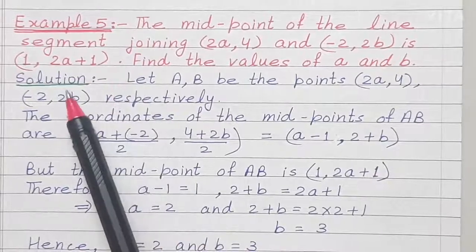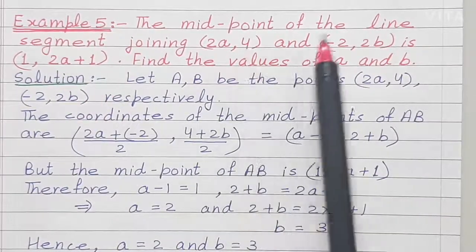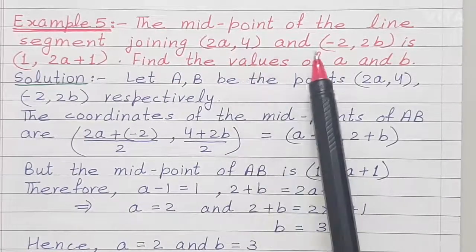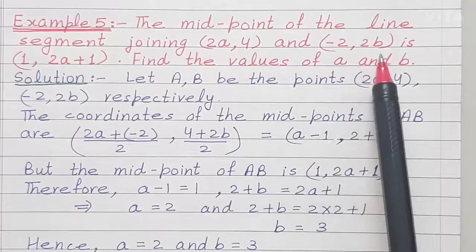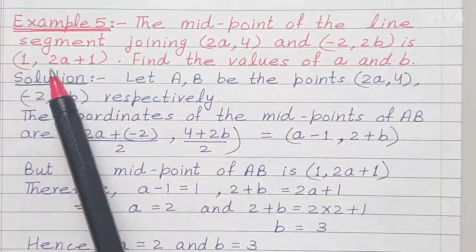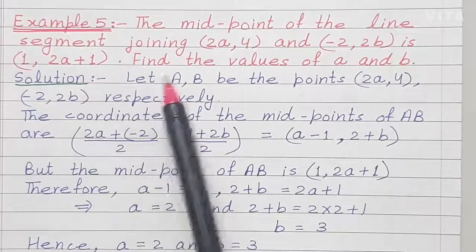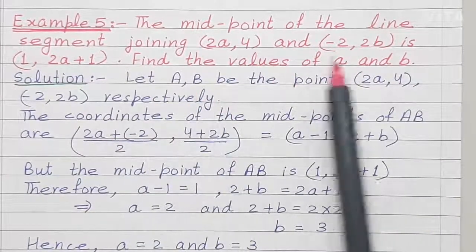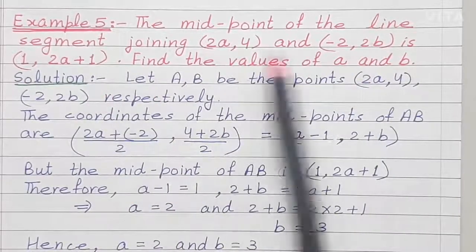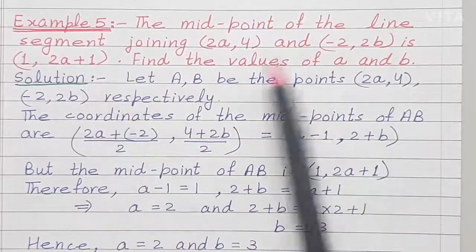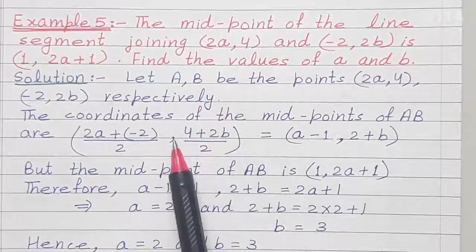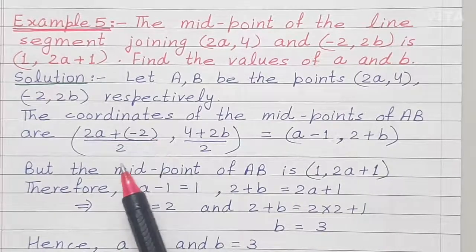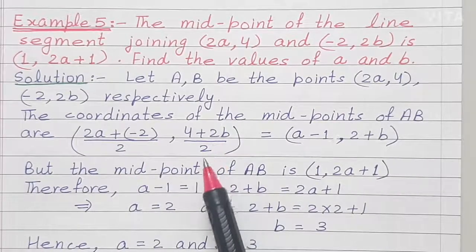Now the next example: the midpoint of the line segment joining (2a, 4) and (-2, 2b) is (a - 1, 2a + 1). Find the values of a and b. Students, it is very simple. See, the midpoint is given and the two coordinates are given, where there are two unknown values. So let us apply the midpoint formula, that is (x1 + x2)/2, (y1 + y2)/2.